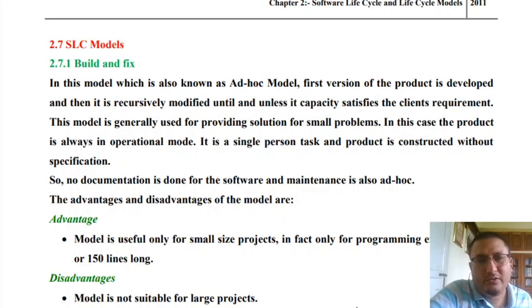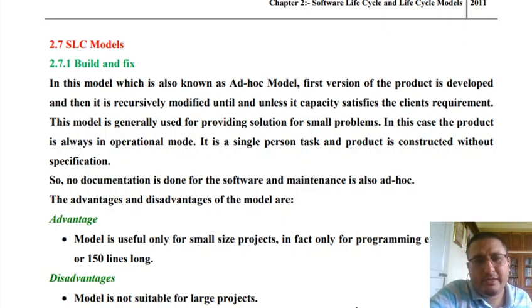Now, the build and fix model is also known as an ad hoc model. Here, what we do is we build the first version of the product, and then the first version of the product undergoes continuous change until the product meets the expectation of the customer. This model is generally applicable when the problem size is relatively small, on the order of hundreds of source lines of code.